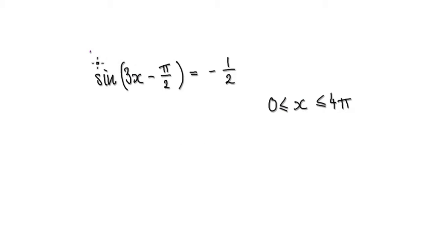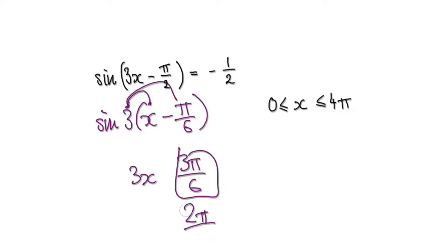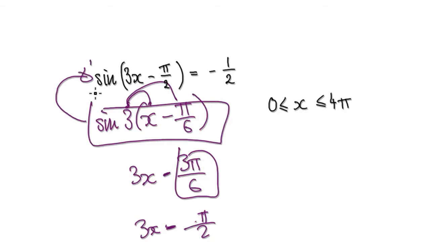Okay, so to do this, the first step is just to try and understand what this actually means. Whenever you see the coefficient in front of the x, here it is 3, we write it as sine 3 bracket x minus pi over 6. Now, 3 times x gives you 3x, and 3 times pi over 6 simplifies to pi over 2. You see, this is exactly the same as this, just written differently.